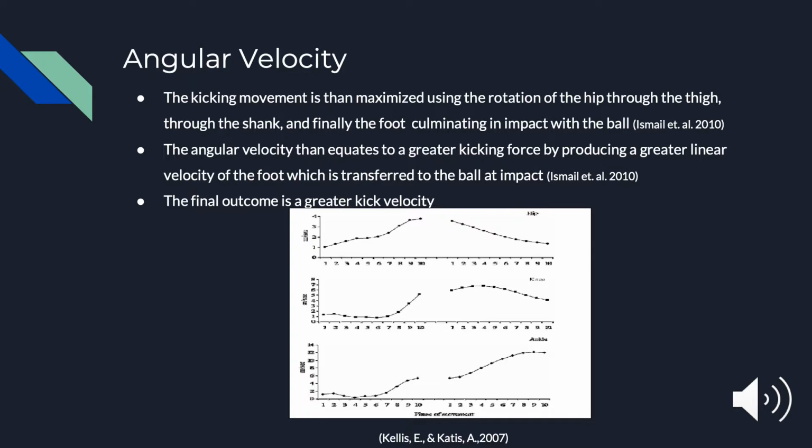Now, the angular velocity is then transferred through the foot, producing a greater linear velocity of the foot, which is then finally transferred to the ball at impact, creating a greater kicking velocity. The diagram below, specifically on the right side, shows the linear velocity of the hip, knee, and ankle after planting, and the increase in velocity through the hip at the top, the knee in the middle, and finally through the ankle and the foot at the very bottom.